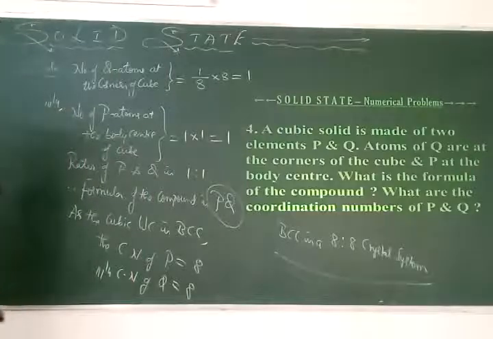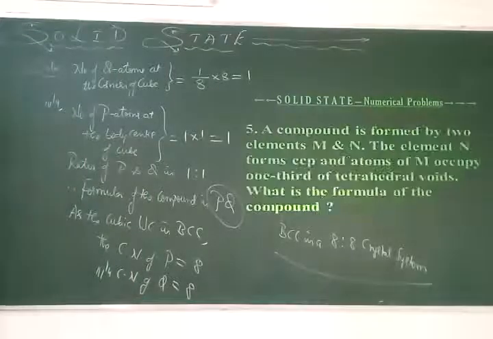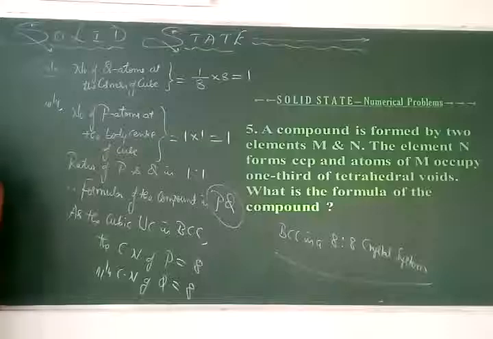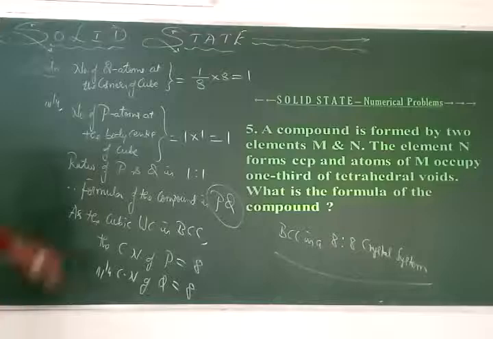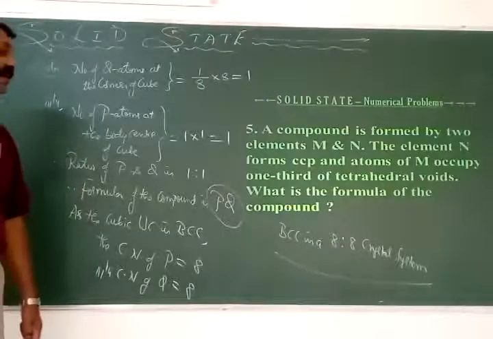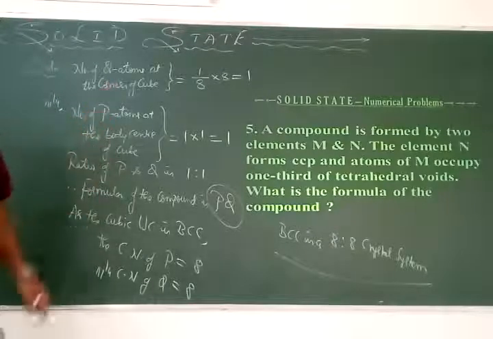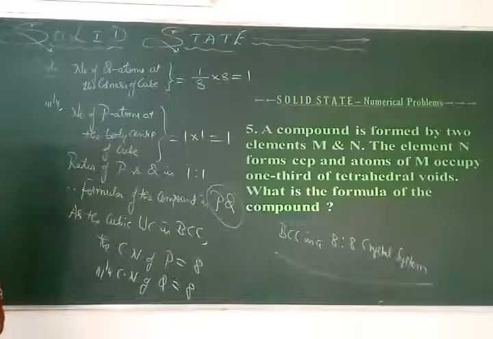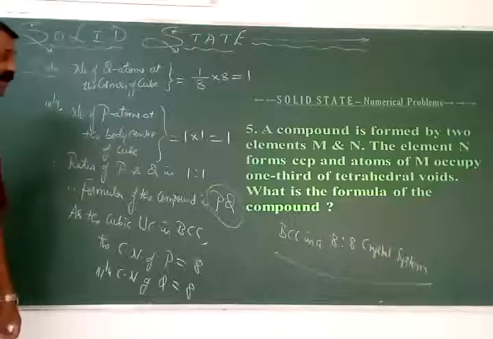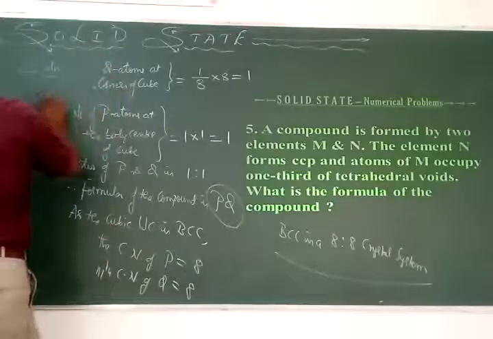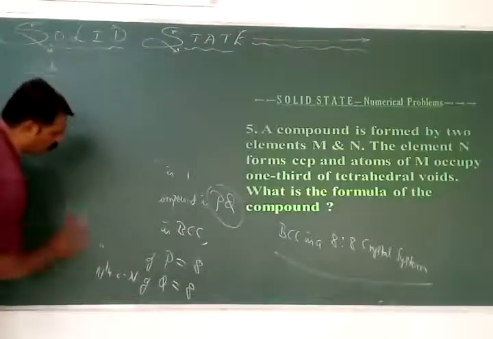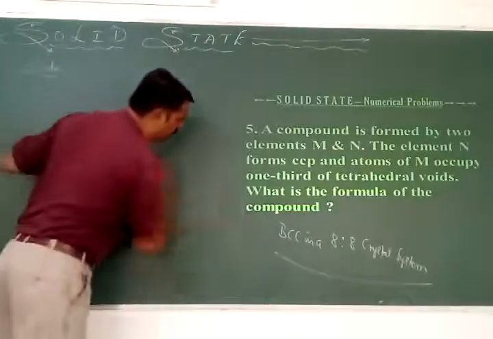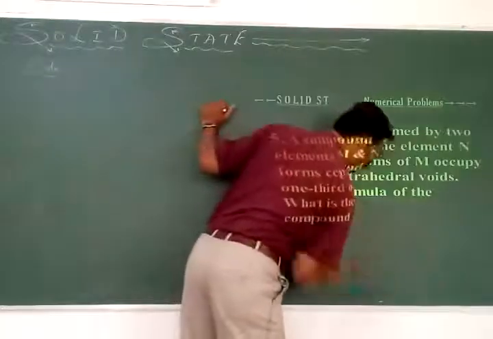Okay. So next we will move on to the fifth one. A compound is formed by 2 elements. What are those? M and N. Here the element N forms a CCP and atoms of M occupy 1/3 of the TVs, the tetrahedral voids. Therefore, what is the formula of the compound? First, we are having the 2 elements. What are those? Capital M and capital N.